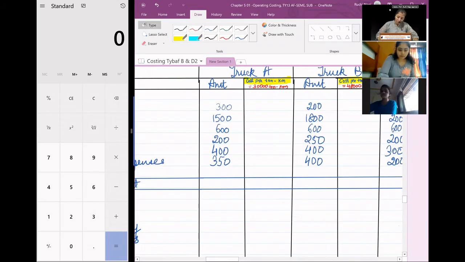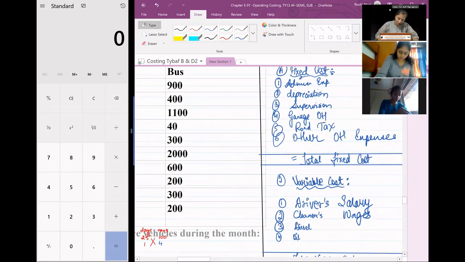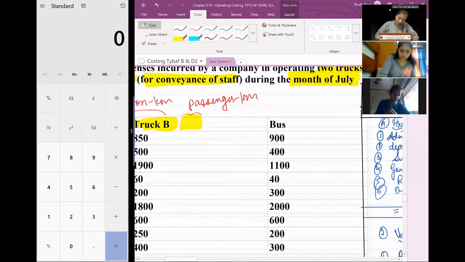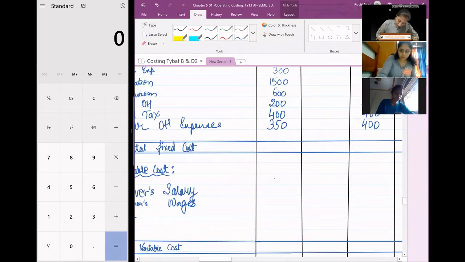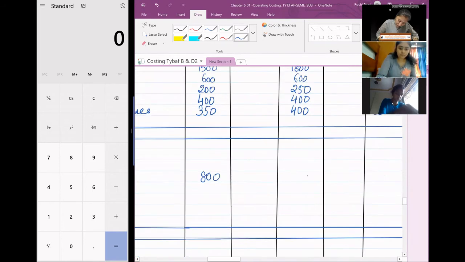Okay, so this completes my fixed cost. Now come to variable cost. Driver's salary: 800, 850, 900.